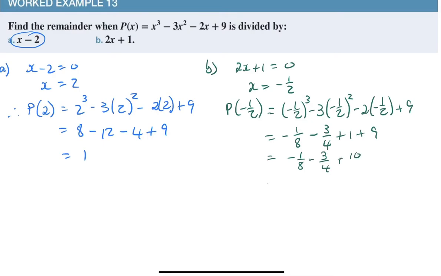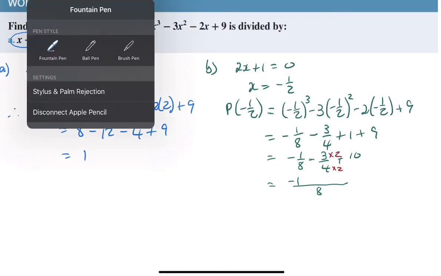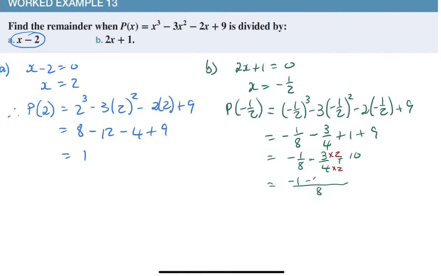Add your fractions. The easiest is probably to put it over 8. So that is minus 1, then 3 over 4 times 2 over 2, so it's minus 6. And then for 10, because this is 10 over 1, it's going to be times 8 over 8, so it's going to be plus 80. That will give us 80 take away 6 take away 1 is 73 over 8. We can leave it that way, or we can say 8 goes into 73 9 times, 1 remains, so it's 9 and 1/8.